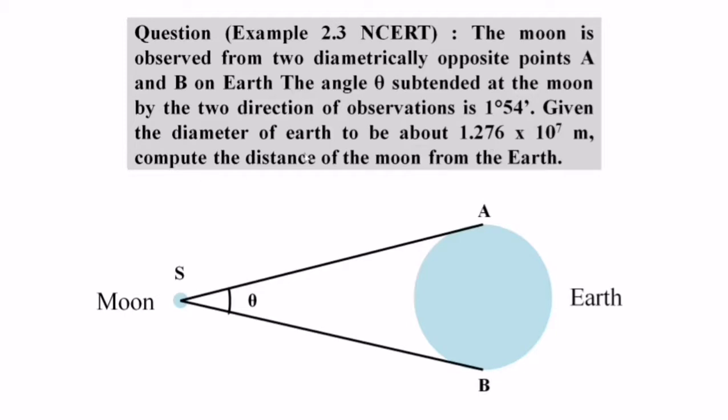The given diameter of Earth is 1.276 times 10 to the power 7 meters. So here is our small b, which is the basis. And now compute the distance of the moon from the Earth. So we have to find capital D. Now first we have to convert the angle in degrees and minutes to radians so that we can use it in our formula, because we cannot calculate capital D if we keep the angle in degrees or minutes.